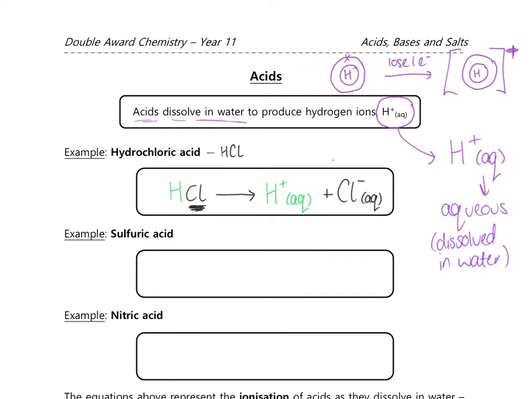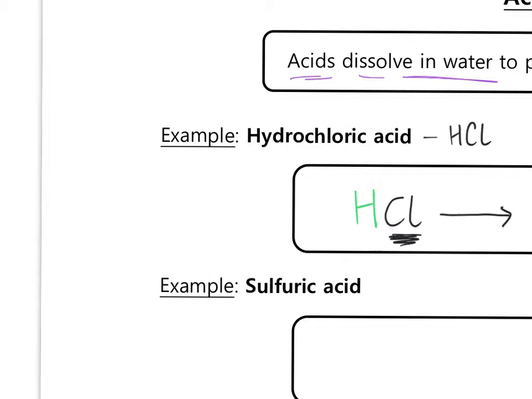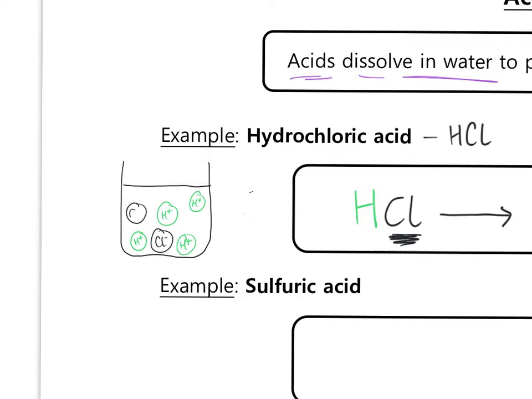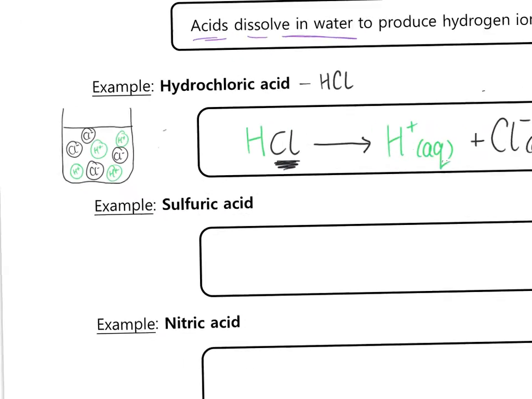So actually in hydrochloric acid, if we had a beaker of hydrochloric acid, rather than HCl molecules, we have H+ ions. And we have our chloride ions. So when dissolved in water, hydrochloric acid breaks into H+ ions, and then the chloride ion is your negative ion. Let's look at sulfuric acid.